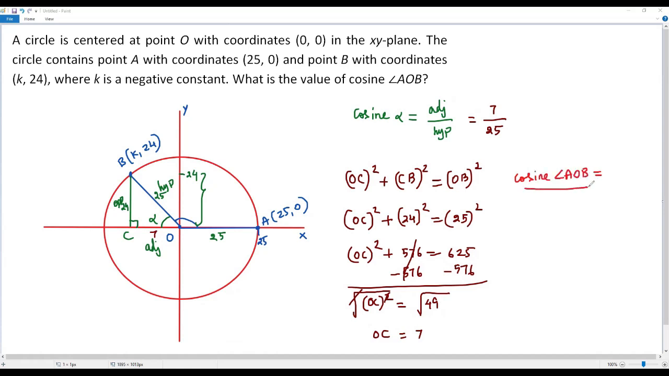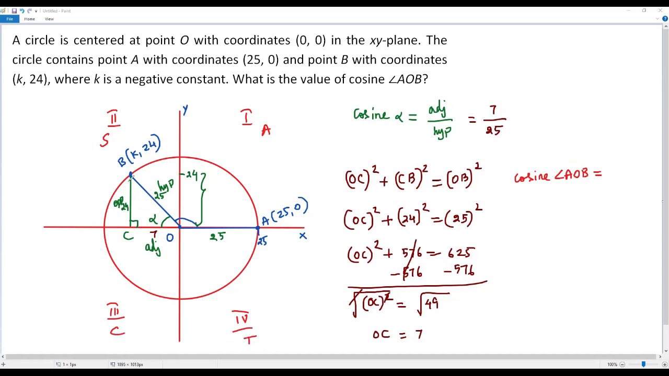Now to get the value of cosine of angle AOB from this result, we have to consider the terminal side of this angle AOB. Already we know that the terminal side of the angle AOB is OB that we have in the second quadrant. And here we have first quadrant, here we have third quadrant, and here we have fourth quadrant. And we can consider the ASTC concept. That is, we have A for the first quadrant, S for the second quadrant, C for the third quadrant, and T for the fourth quadrant.